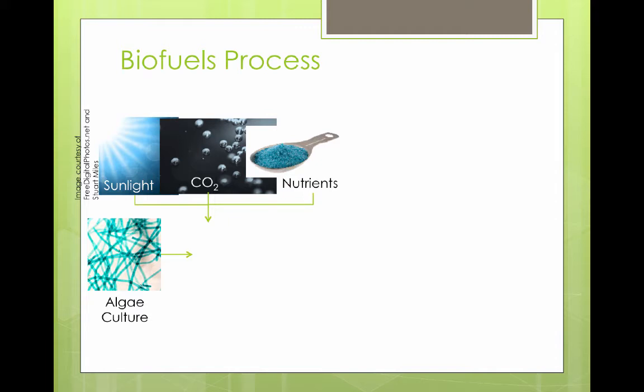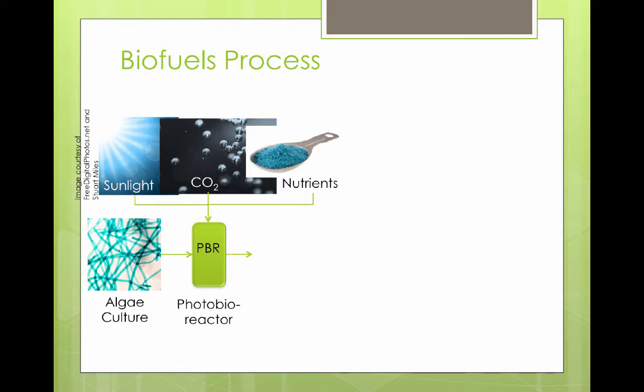So we get that algae culture, and the things that algae needs to grow are sunlight, carbon dioxide, nutrients, and water. We get those things all together, and we put them into a photobioreactor, or PBR. That is a chamber or a process that provides ideal conditions for that algae to grow really well.